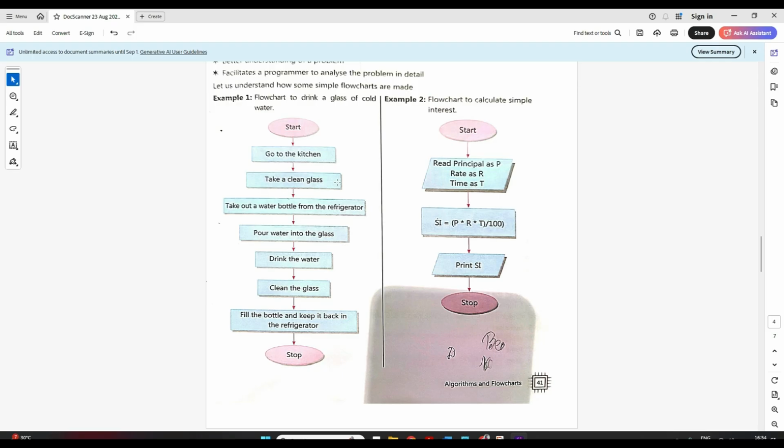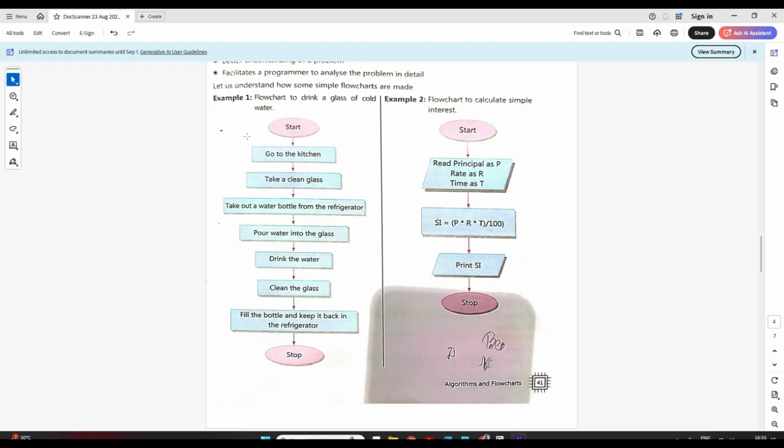See this, take a clean glass, it's an input also. You could have put this in an input box also, instead of processing. Now take out the water bottle from the refrigerator, pour water into the glass, drink the water, clean the glass, fill the bottle and keep it back in the refrigerator.